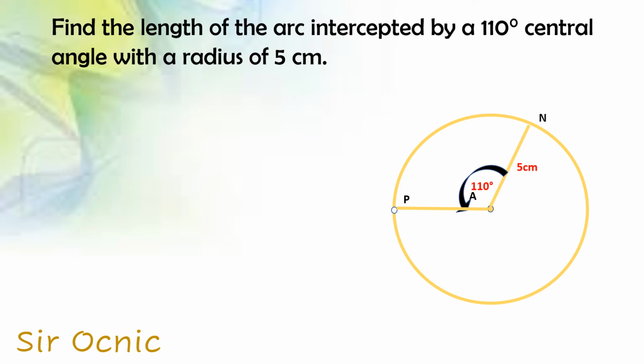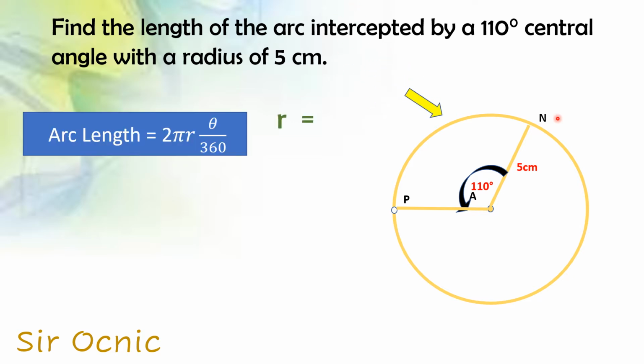Find the length of the arc intercepted by a 110-degree central angle with a radius of 5 centimeters. In this figure, we will solve for the length of arc PM. The given facts are radius of 5 centimeters and the measure of the central angle, which is 110 degrees.